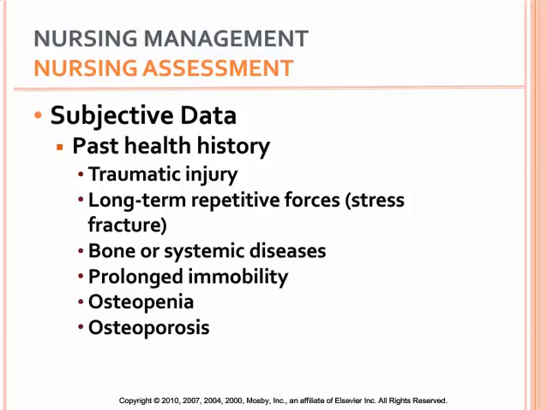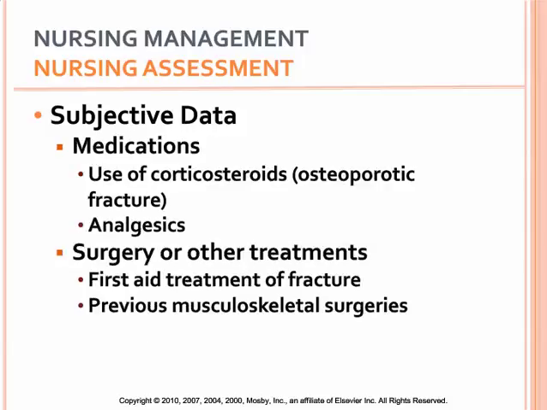Subjective data that you should obtain is past health history of traumatic injury, long-term repetitive forces such as stress fractures, bone or systemic disease, prolonged immobility, osteopenia, or osteoporosis. You want to find out if the patient is on medications, specifically steroids and analgesics, because it'll be more difficult to treat their pain if they're already taking analgesics.